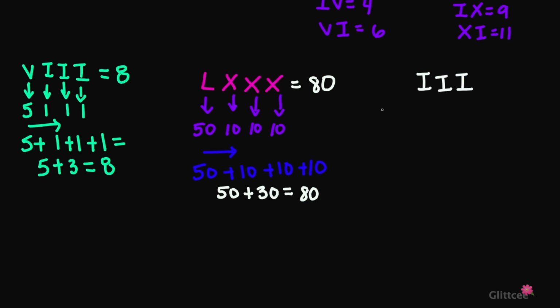Okay, so I is 1, I is 1, and I is 1 again. Although we are not going from a big number to a small number and a small number to a big number, these numbers are the same. You're still going to add. So 1 plus 1 plus 1 is going to be 3.